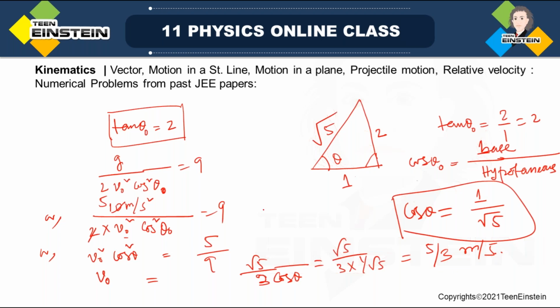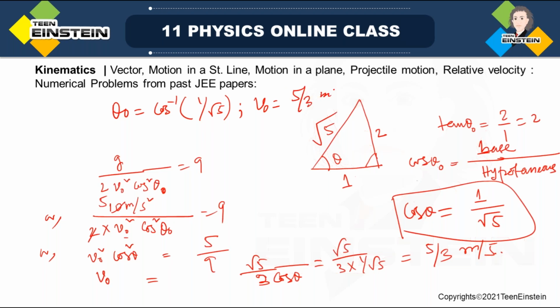Okay. So what you got? You have got theta 0 is equal to cos inverse 1 by root 5, and V0 what we have got is 5 by 3 meter per second.